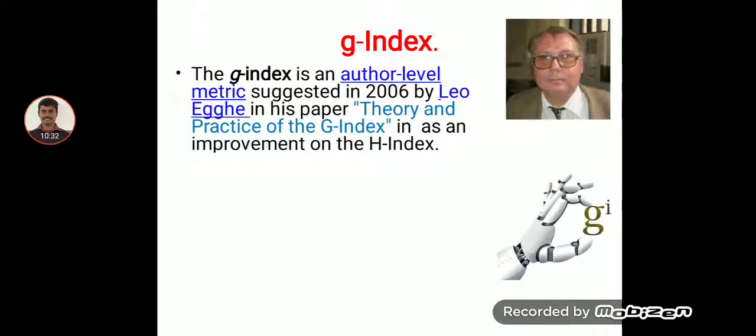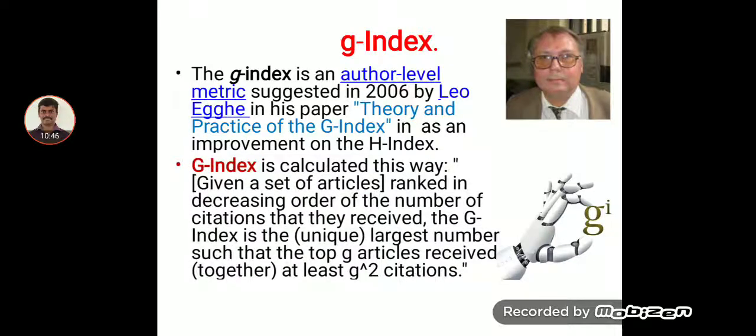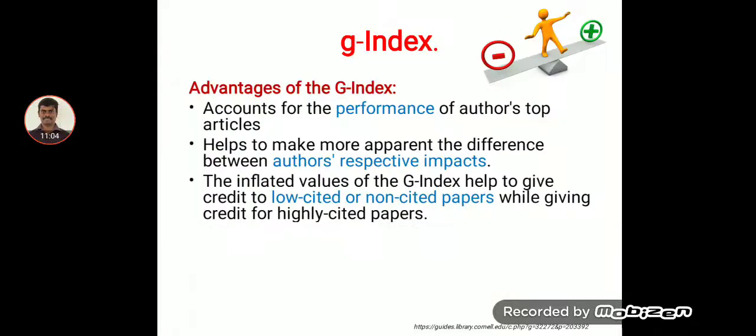Coming on to the G index. The G index is an author level metric suggested in 2006 by Leo Egghe in his paper Theory and Practice of the G Index. It is an improvement of the H index. The G index is calculated using a set of articles ranked in descending order of the number of citations they received. The G index is the largest number such that the top G articles receive at least G square citations. We'll see an example for the G index.